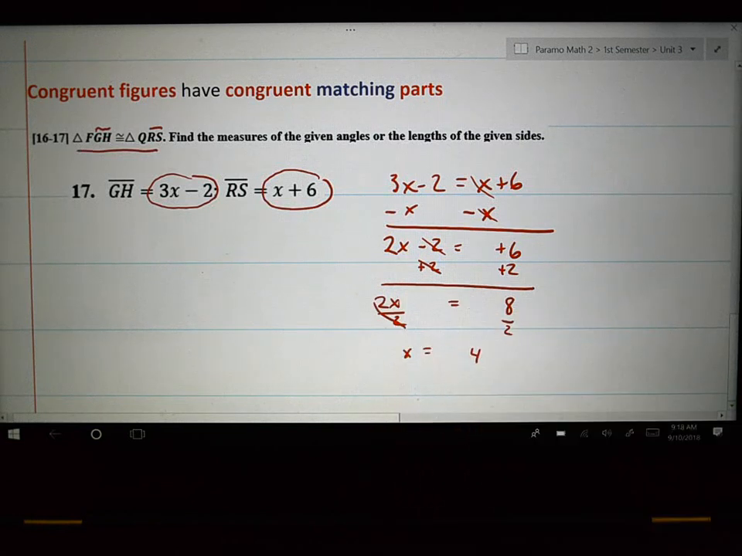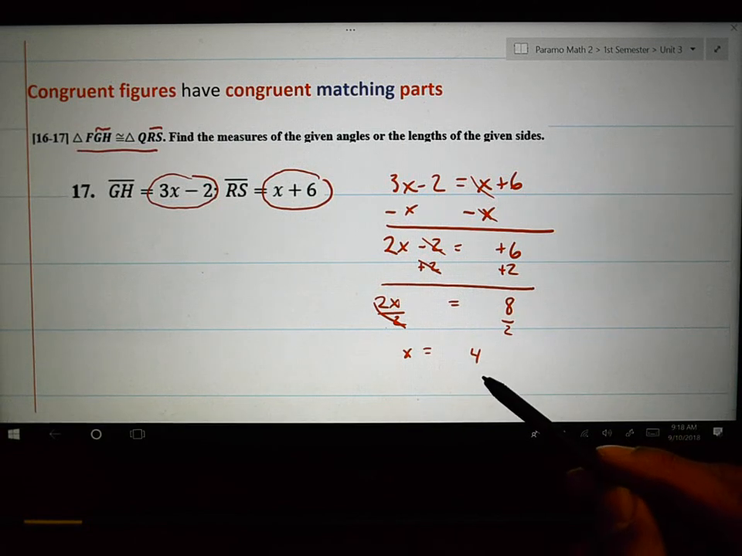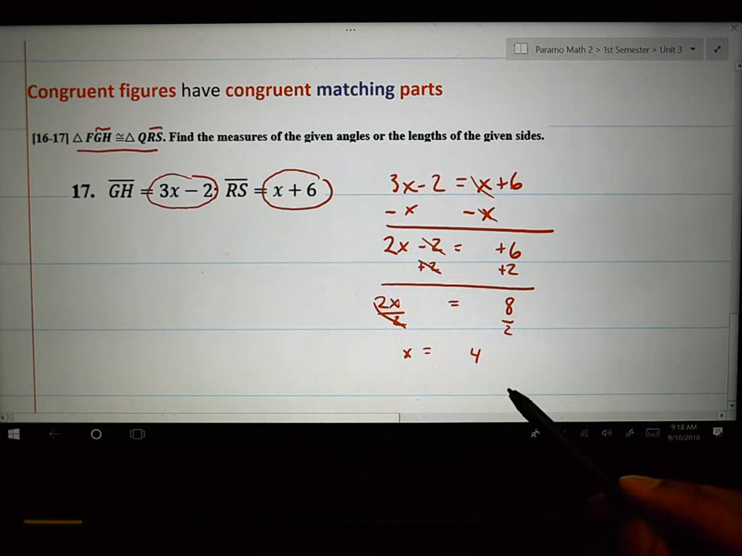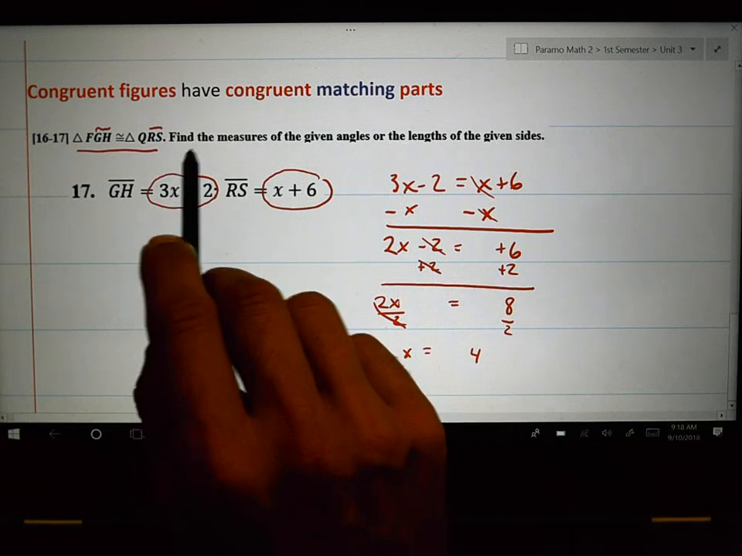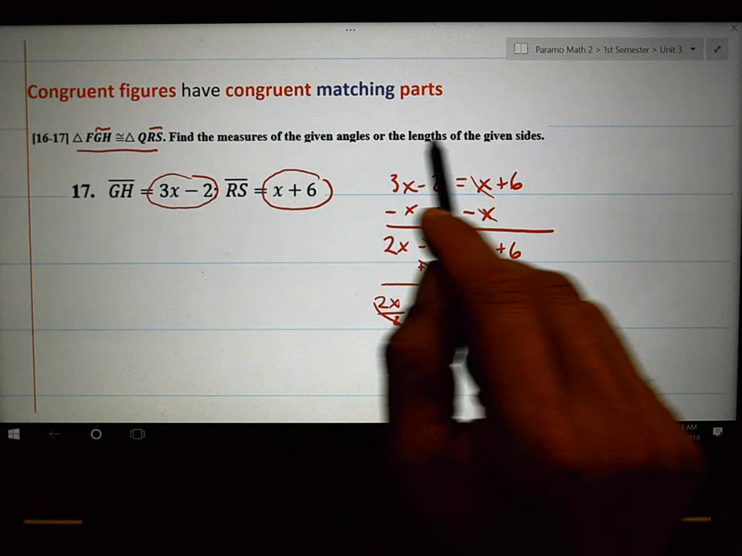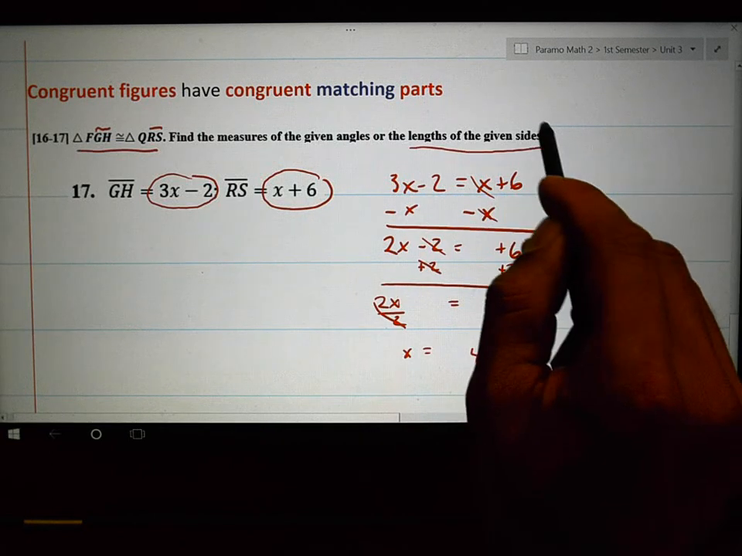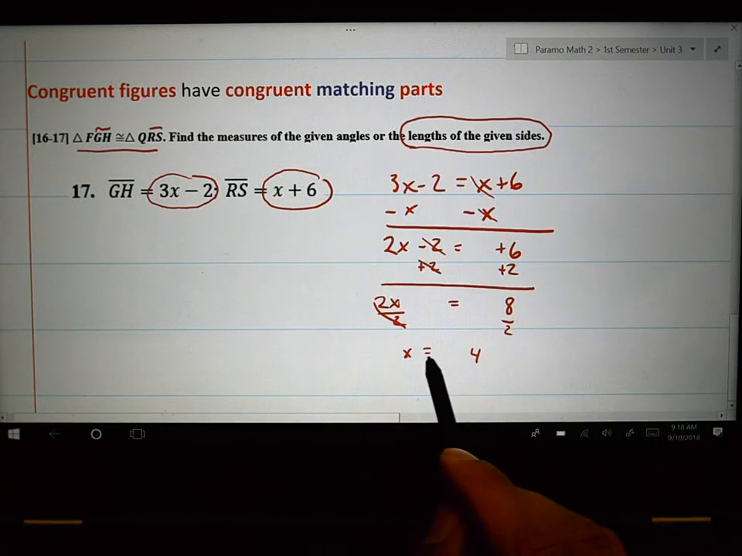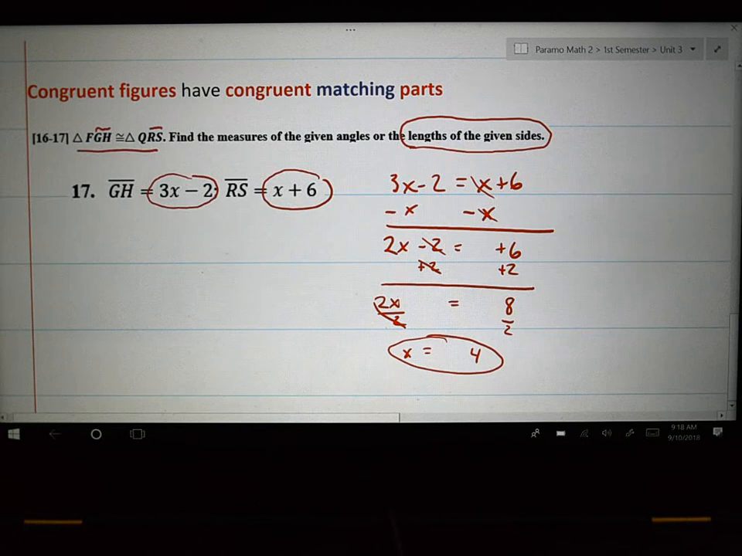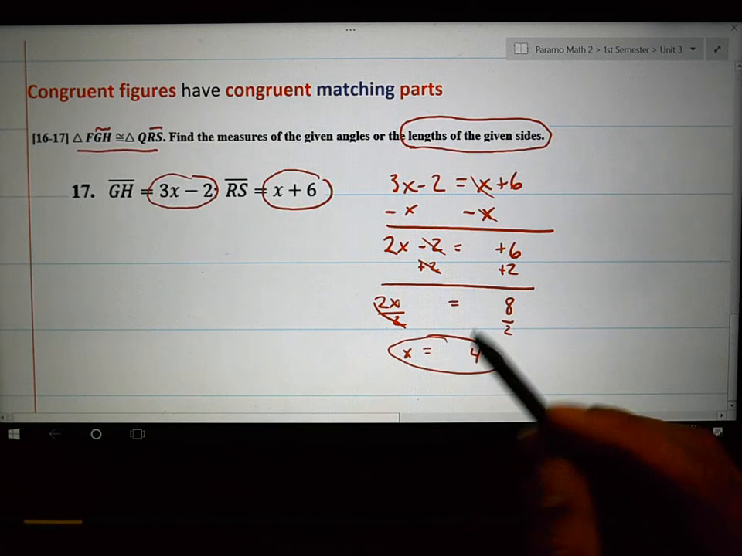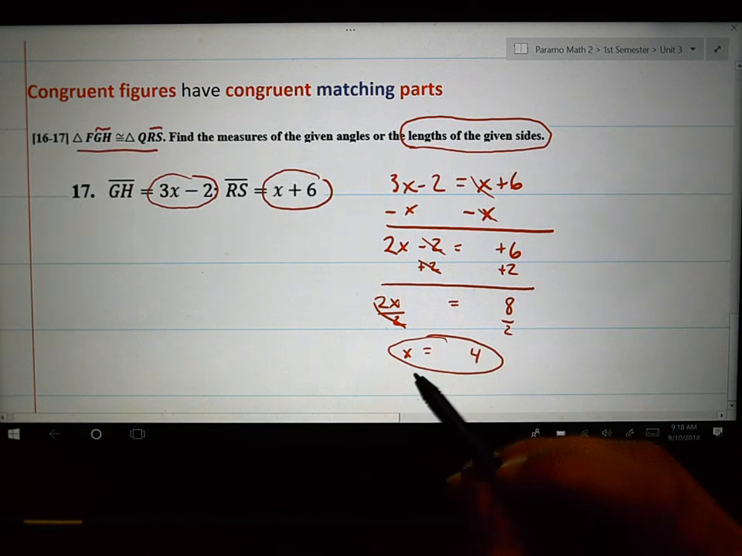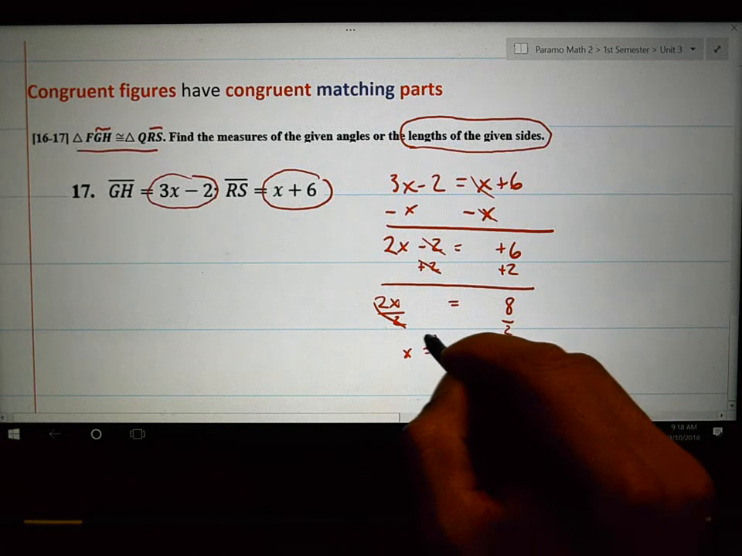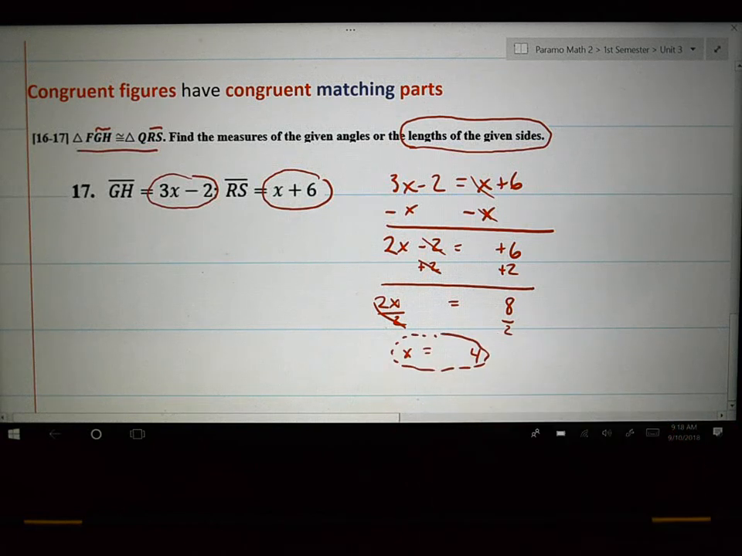And then my goal is to turn all of you into A students. The B students will stop right here because they are going to forget to do something. It says find the measures of the given angles or the lengths of the given sides. Does it say figure out what x is? No. This is not your final answer. This is how you're going to get to your final answer.